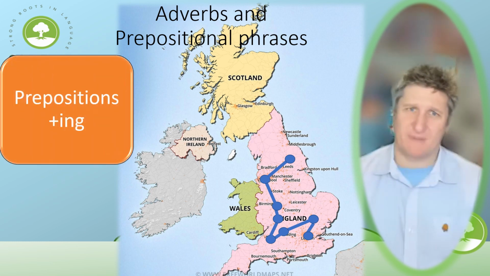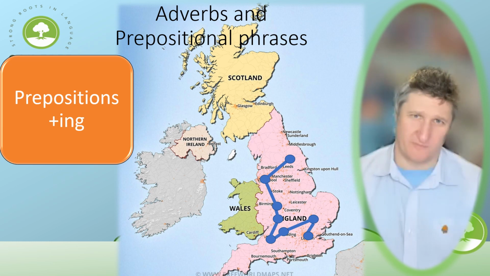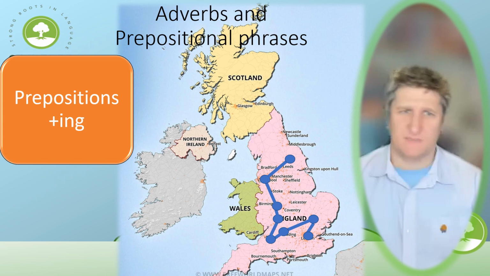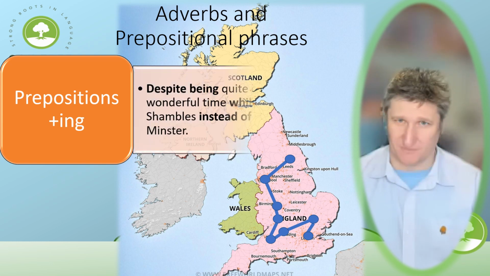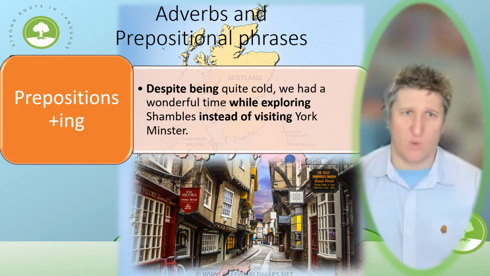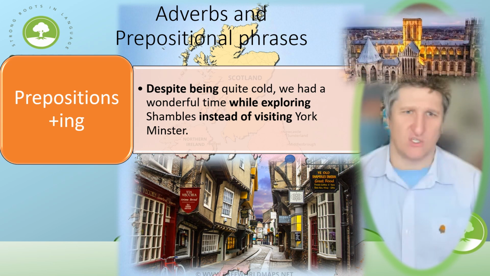An example of prepositions that are followed by ing forms include while, by, despite, about, instead of. For example, despite being quite cold, we had a wonderful time while exploring the shambles, instead of visiting York Minster, which I seem to be wearing as a hat right now, but let's not focus on that.